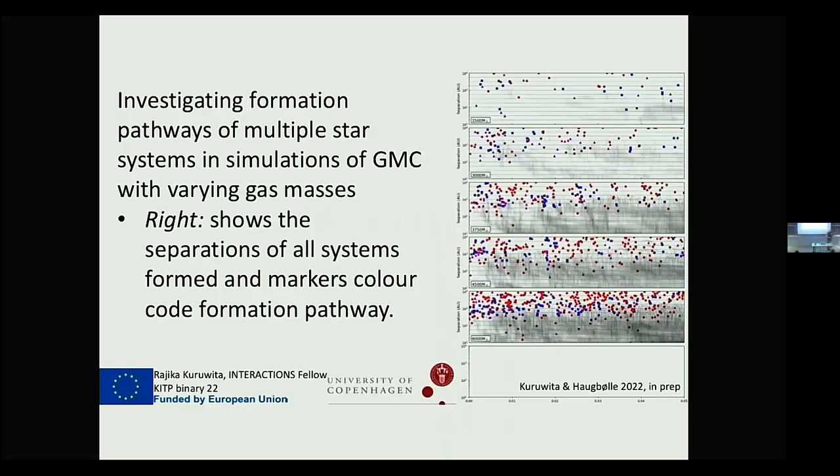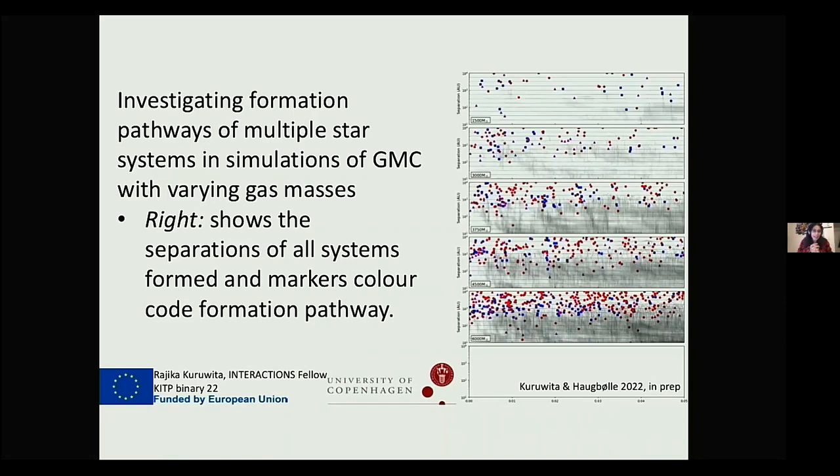So yeah, just changing topics here for a little bit, talking about binary star formation. And we got 3 slides here from Rajika. Yeah. Awesome. Yes. Take it away. Yes, I'll try to be real quick. So I'm Rajika Karwida. I'm a postdoc at the University of Copenhagen.